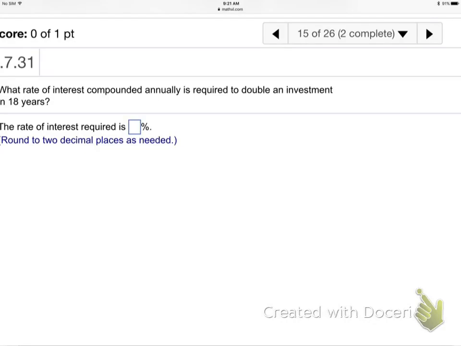All right. Which rate of interest is required to double an investment in 18 years? That's interesting. Okay, so compounded annually. So which of the two formulas am I going to use? Not the PERT, the non-continuous one, because it's not continuous compounding. So we'll use this one.